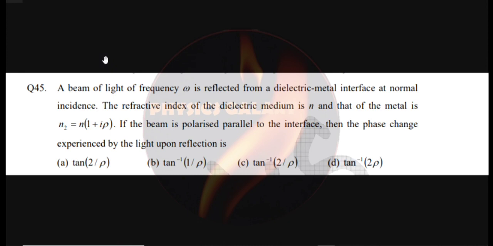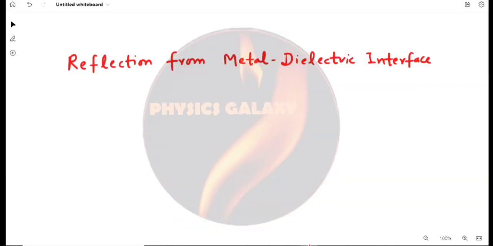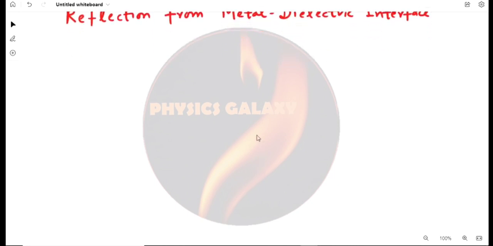So we have to find out what the phase change is when light is reflected from the interface of a dielectric and a metal. Let me give you a brief review of reflection from a metal-dielectric interface first, and then we'll solve this question.